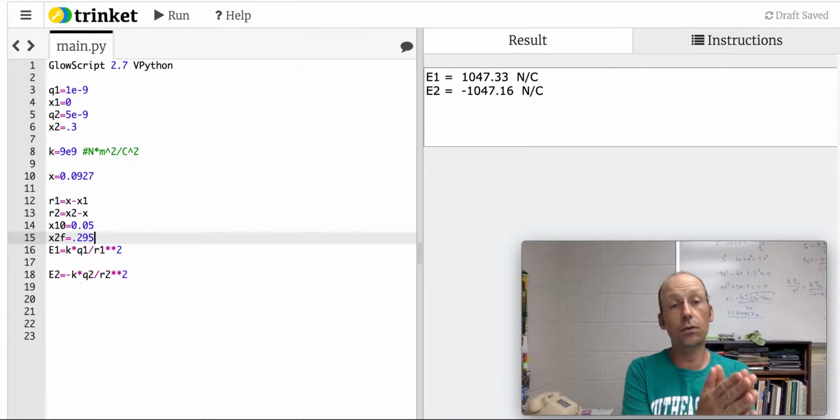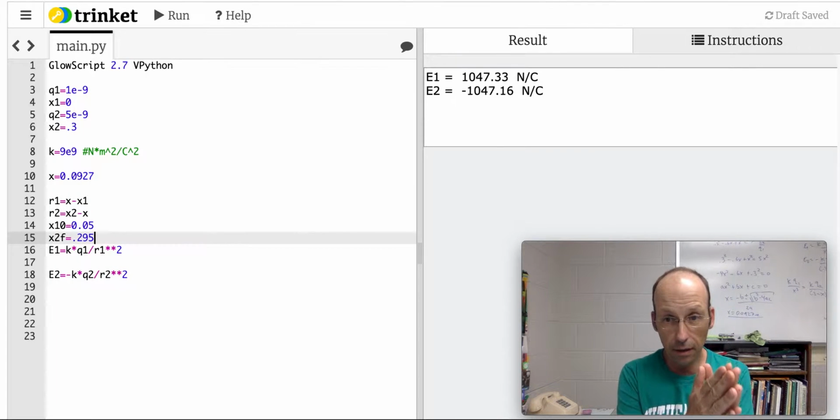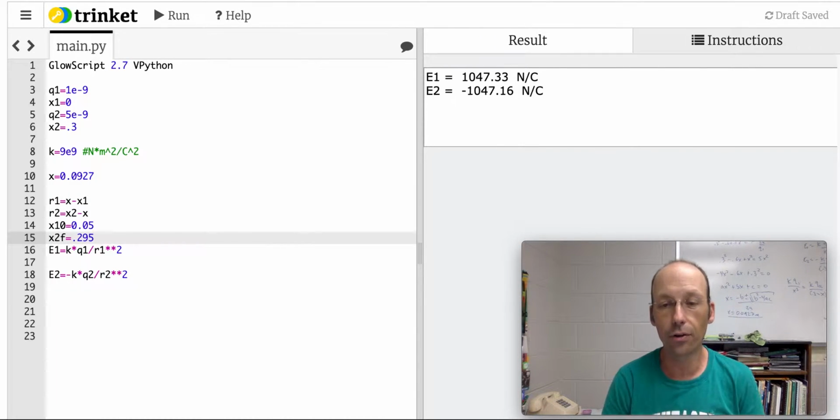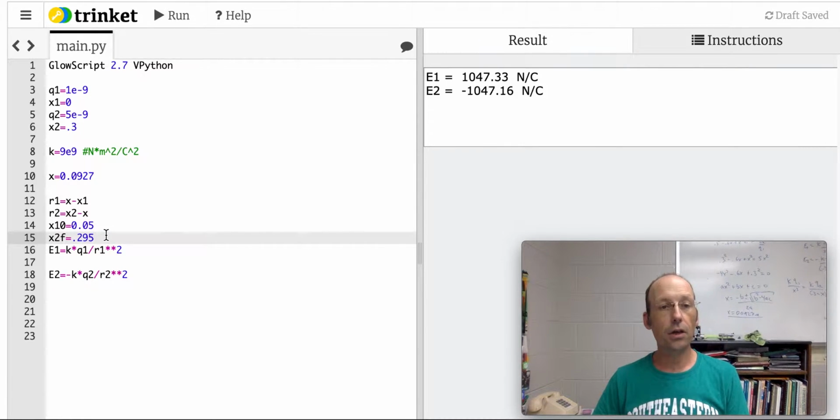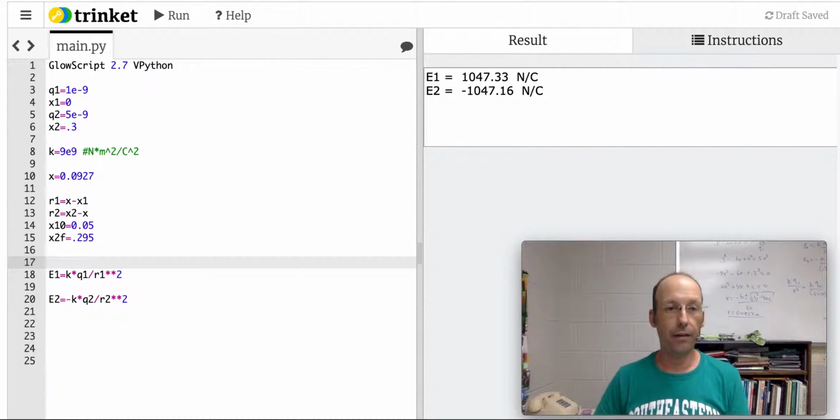I'm going to set x equals 0.05. I'm going to calculate the total electric field, and then I'm going to make a graph. Yes, there's a lot going on here, but it's going to be awesome. Okay, so actually, I need to make a graph.